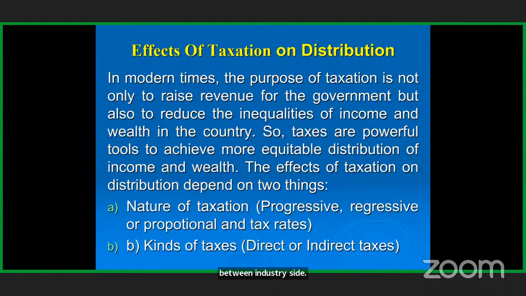And another one is effects of taxation on distribution. In modern times, the purpose of taxation is not only to raise revenue for the government, but also to reduce the inequalities of income and wealth in the country. So taxes are powerful tools to achieve a more equitable distribution of income and wealth in the economy. Through taxation, the government can achieve this objective.